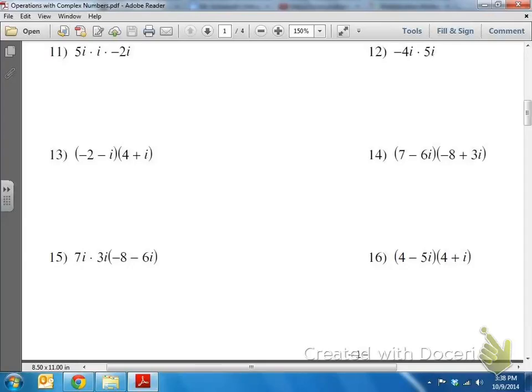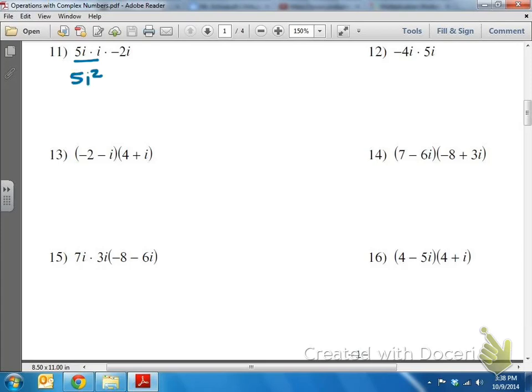All right, so here are some more difficult problems, a little bit more advanced when dealing with operations with complex numbers. So let's take a look at number 11. So I have 5i times negative 2i. So let's deal with just the first two numbers there, 5i times i. So that will be 5i squared.